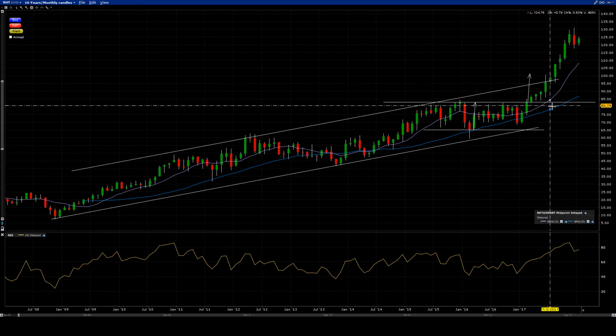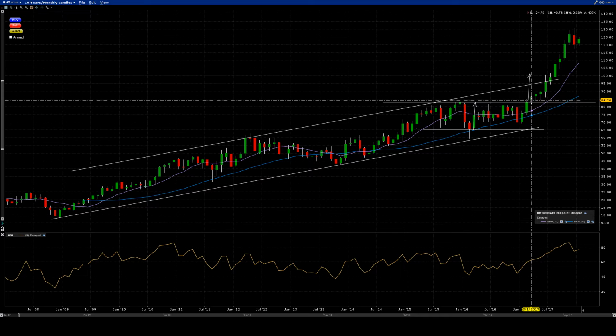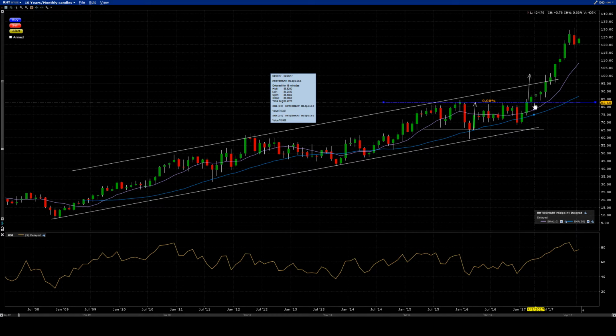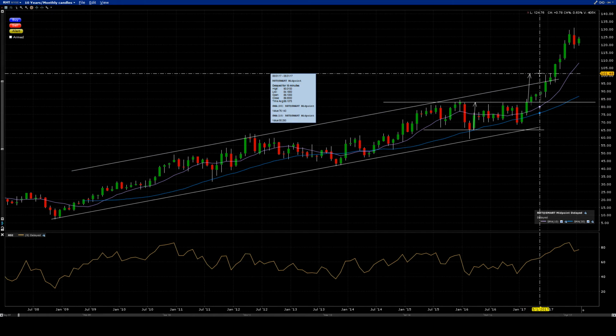Here you would have had your breakout. You would have probably played this candle. It had a close above the breakout line of 83. You would have put your sell stop underneath the bottom of the candle here at around 80.59. And you would have put a target around the 101 level.